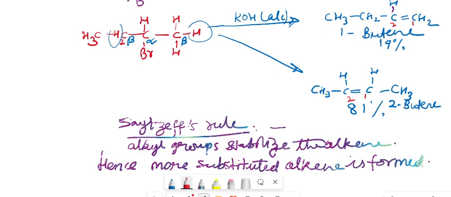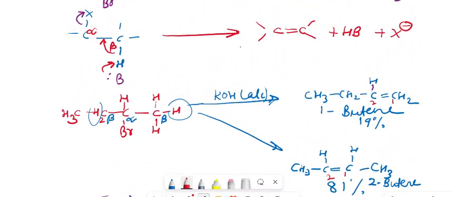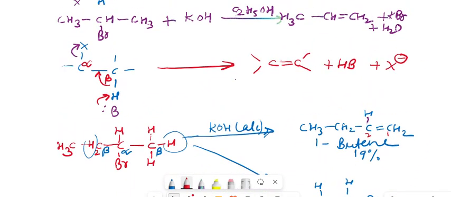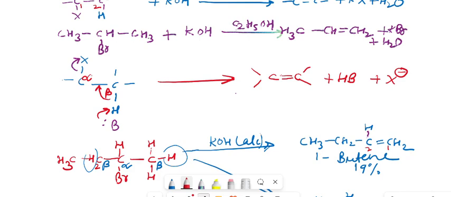And this mechanism is bimolecular because there is a single step taking place here, and in this step both the base and the substrate are involved. So it is the bimolecular mechanism. So now it will be clear what is the difference between the E1, E2 and E1CB mechanisms. Thank you.